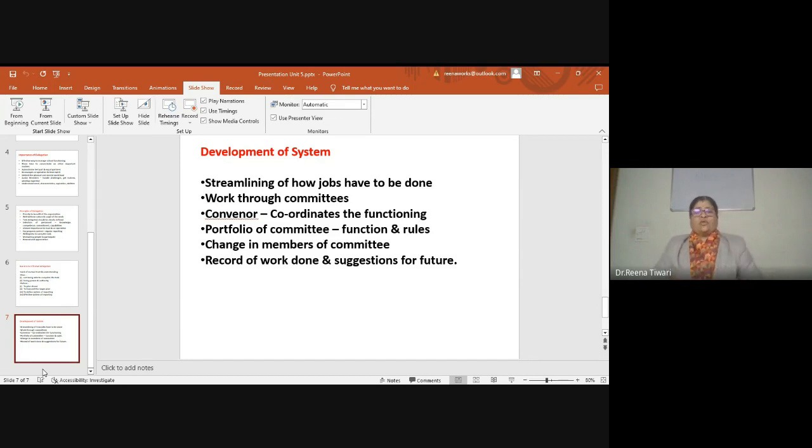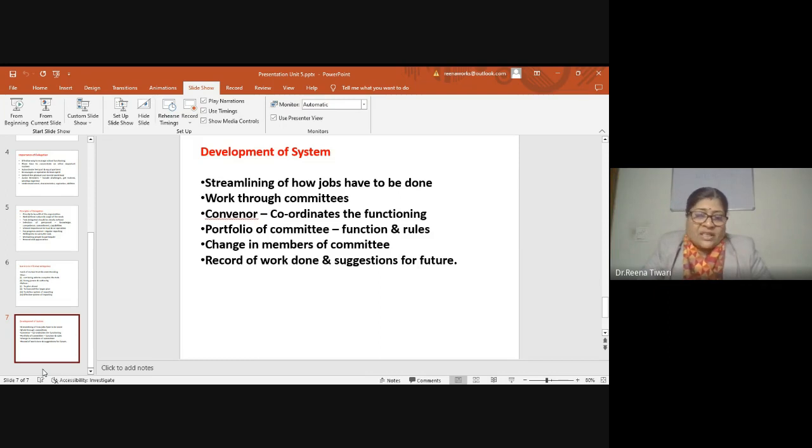So different tasks related to the examinations were delegated with the help of the convener and committees, and they coordinated the functioning, and then they had to report back to the examination controller or the head teacher. And for this, the portfolio of the committee, what the function of the committee will be and what the rules are, even that is to be framed in advance. When we are talking about developing a system, the system should act in such a way that all the processes, all the functions or responsibilities are delegated according to competence, and then there is coordination between the different individuals. What each individual has to do, what they have to do as a committee, and what rules they have to abide by: if all these are very clear, then the task is done in a very effective way.